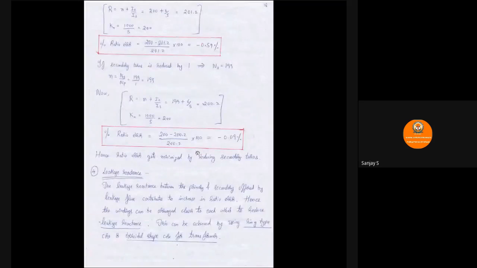And the last method is leakage reactance. The leakage reactance between primary and secondary, generally by leakage flux, will increase the ratio error. Hence the windings can be arranged as close as possible to reduce the leakage reactance. For that purpose, we can opt for a ring type core or toroidal shape core of the transformer, wherein the leakage reactance can be reduced. If that is reduced, the ratio error can be handled. So this finishes error minimization in CT.